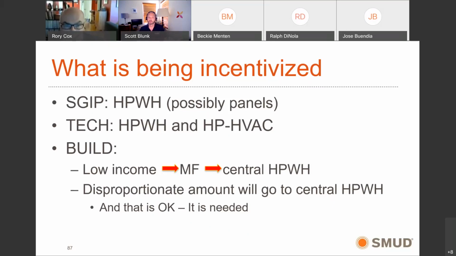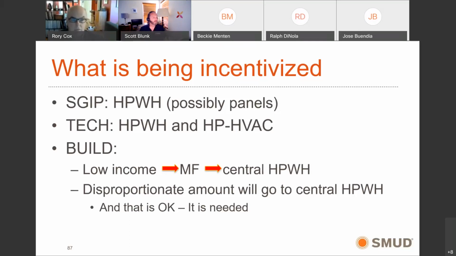And if it's focusing on low income, most low income being built now, new construction is going to be multifamily. Multifamily, over 50% of all space heating is already heat pumps. So the bulk of the money in BUILD is going to go into central heat pump water heating, or at least a very large portion. And that's okay. But it's good to call attention to it so we realize where the money's actually going. It's okay because central heat pump water heating does need a little extra money and a little extra lighting.